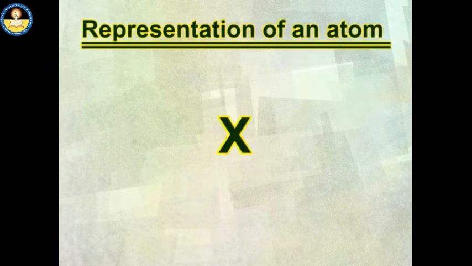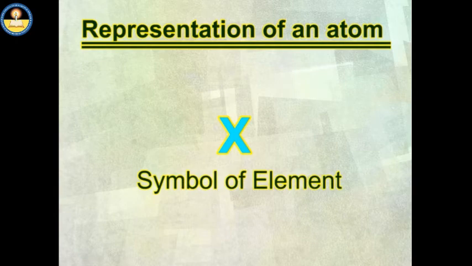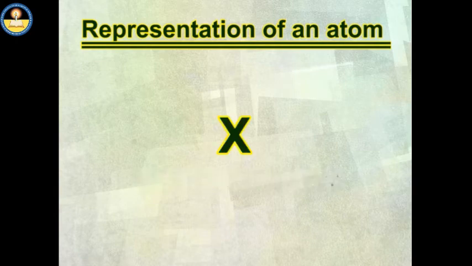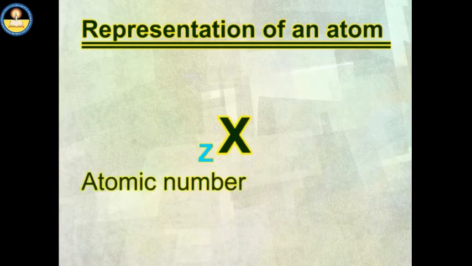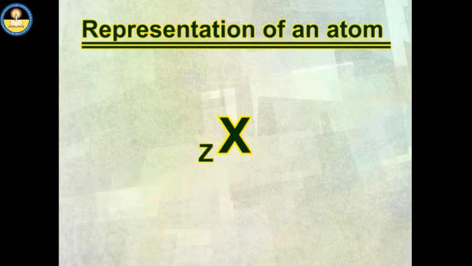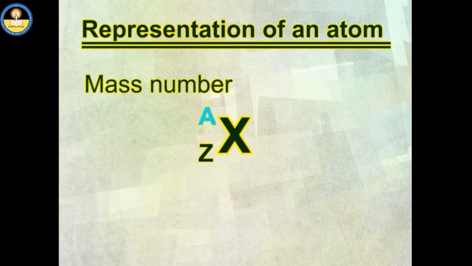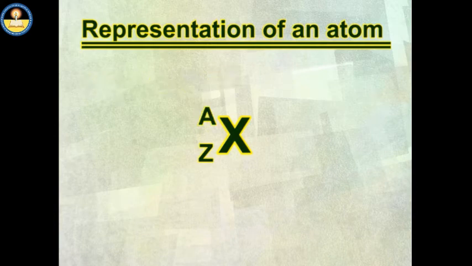We will now learn about the representation of an atom. The atom of an element is generally represented by the symbol of that element. The atomic number is indicated on the lower left side of its symbol, say Z, and the mass number on its upper left-hand side. The mass numbers and atomic numbers of some elements may be shown as represented on the screen.